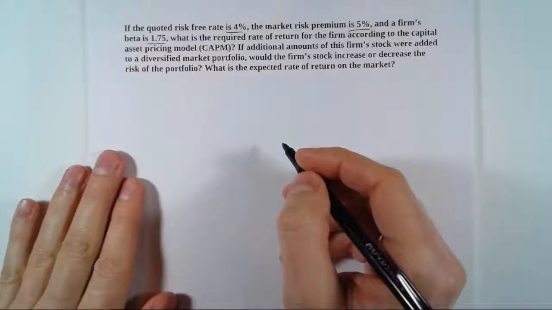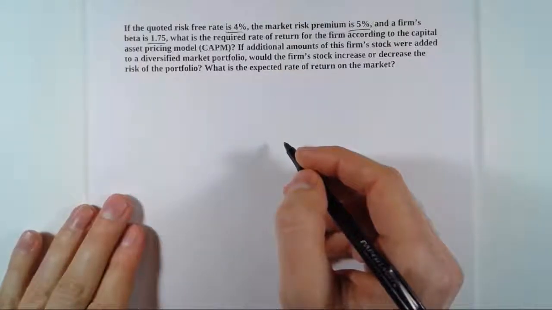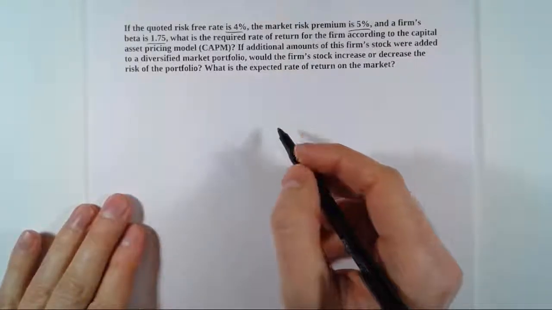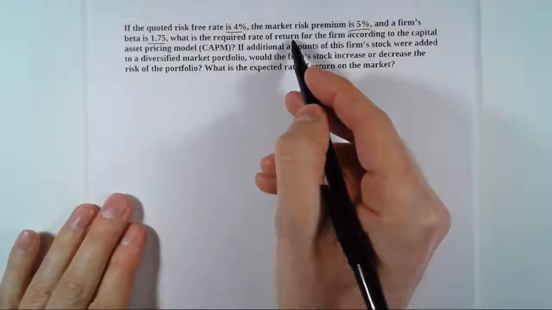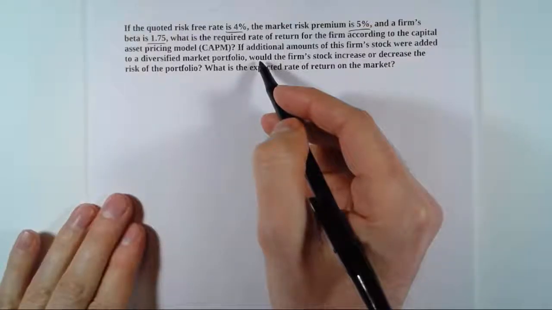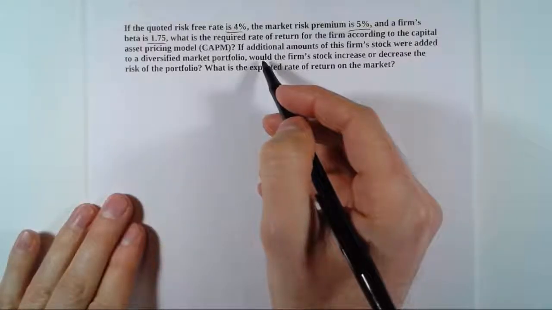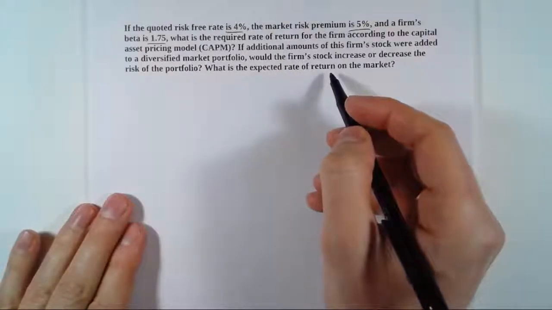If additional amounts of this firm's stock were added to a diversified market portfolio, would the firm's stock increase or decrease the risk of the portfolio? What is the expected rate of return on the market? So we've got a few different questions here. First question is, what is the required rate of return for the firm according to the capital asset pricing model? Second question is, what would adding that stock or more of that stock to a diversified market portfolio do to the risk of the portfolio? And the third question is, what is the expected rate of return on the market?